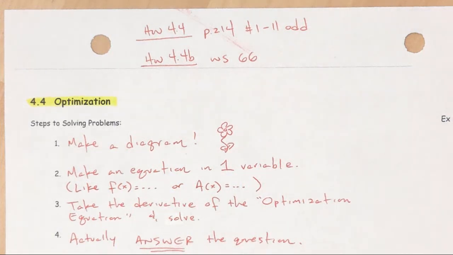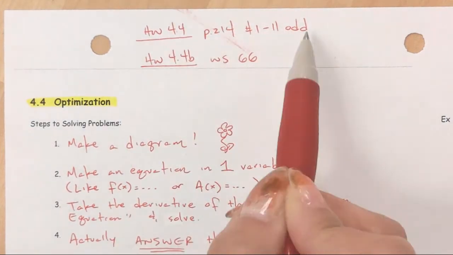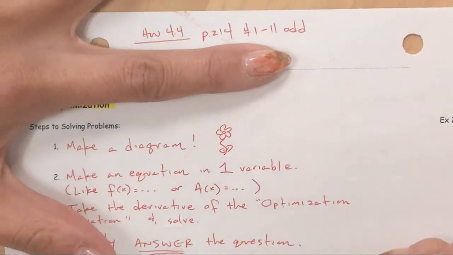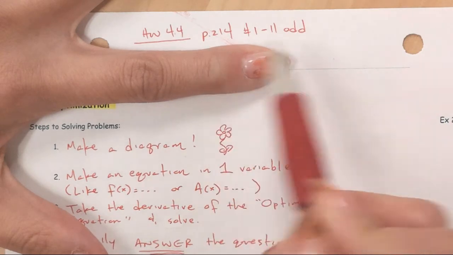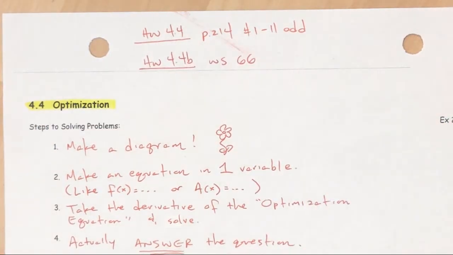Hey guys, optimization. So first of all, this is your homework for tonight. It's just this first one, not the second one, okay? So that page and then 1 through 11 odd. So you have like 6 problems for homework. You're going to try it out.